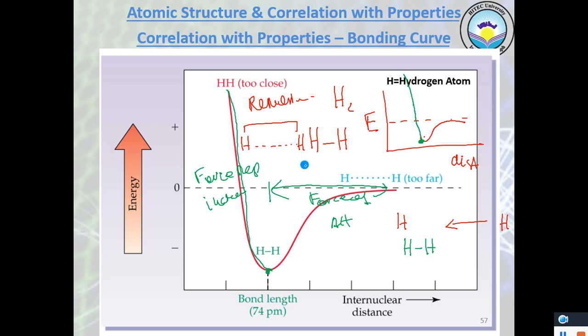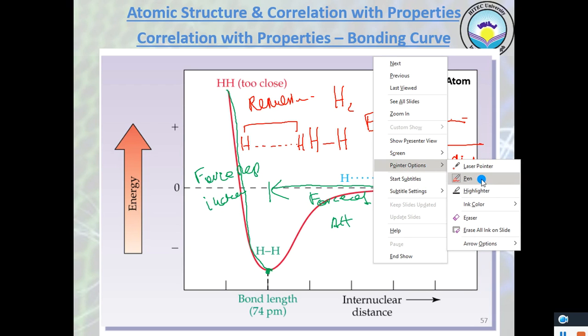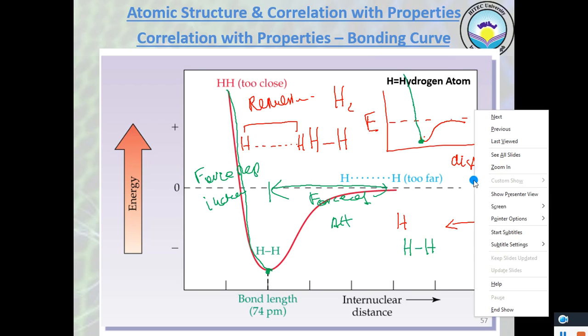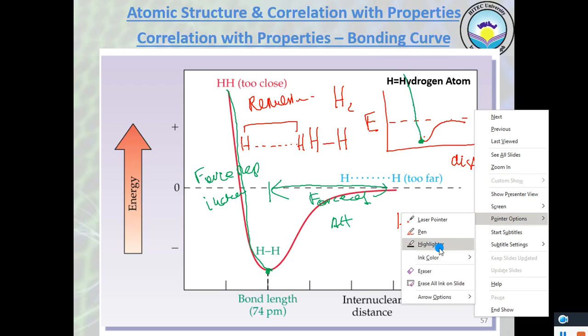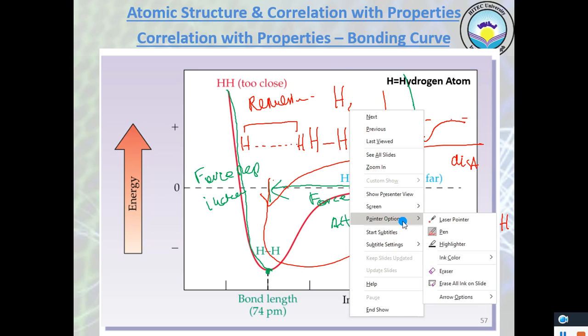So you can say that the active area for the force of attraction is this one, okay, and the active area for force of repulsion is this one.